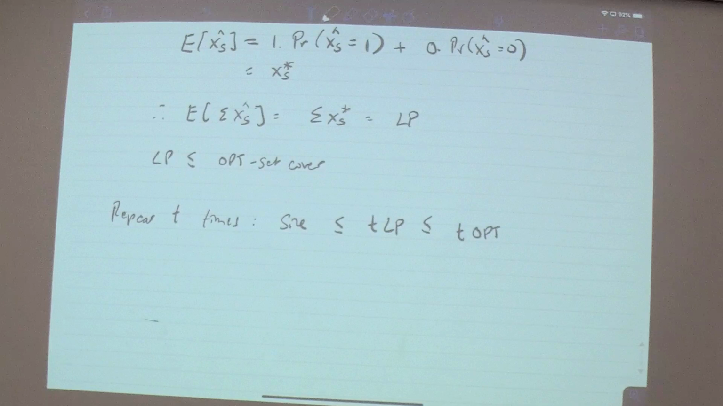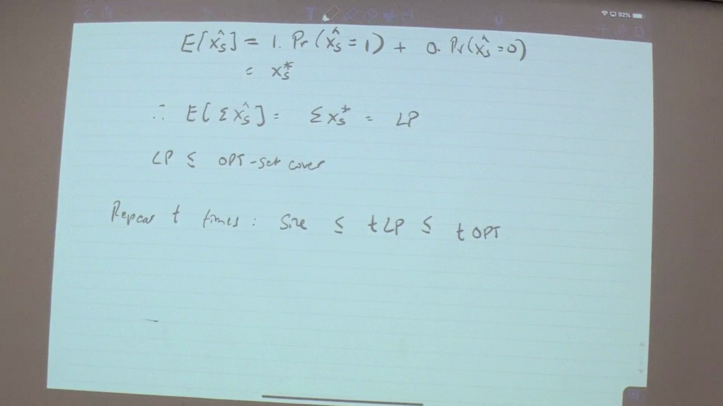So do you understand the problem here? If I just do this rounding, suppose those excesses are all very small. There's a very small probability of picking any set. Sure, an expectation is great. But if the set values are very small, I may not pick anything at all. I may get an answer of zero. How is that going to be feasible? I have to cover everything, right?